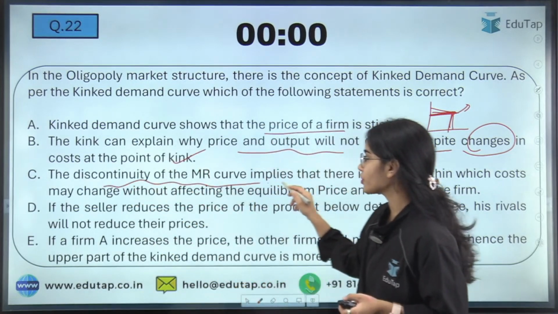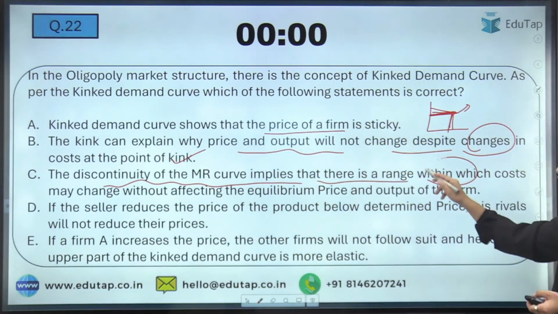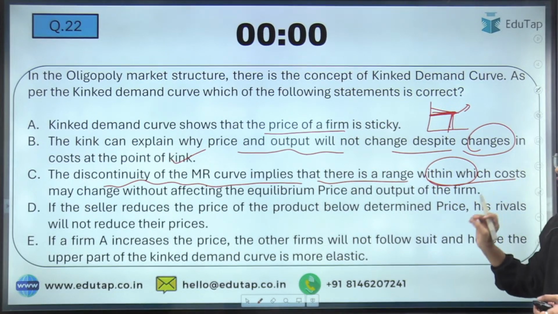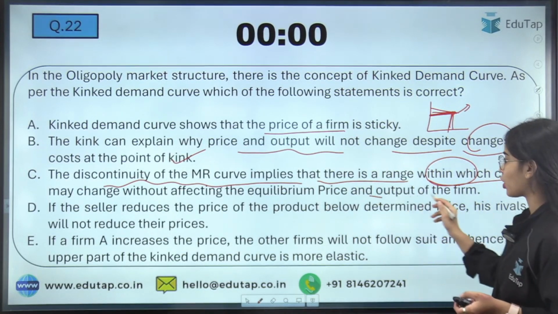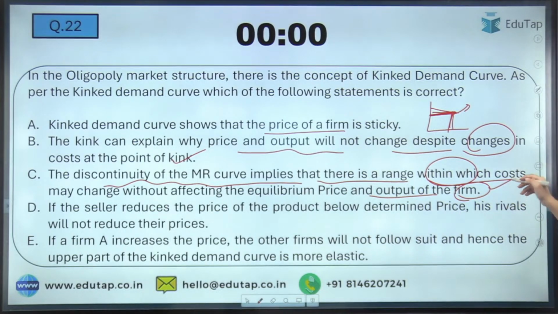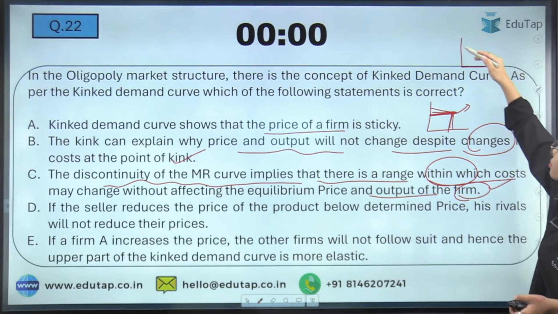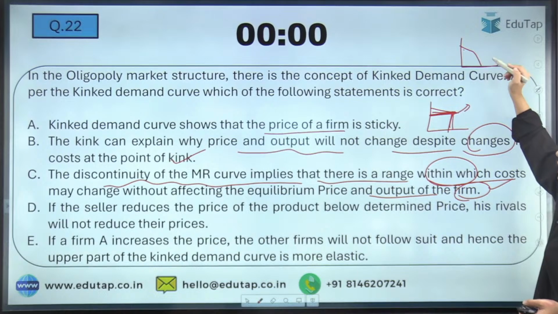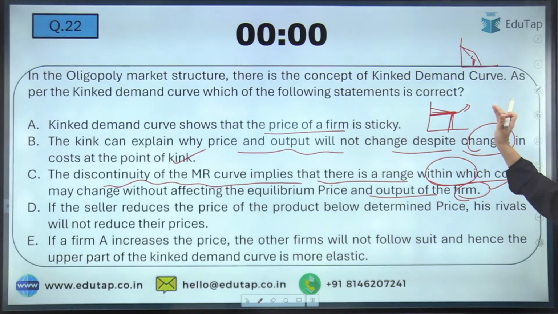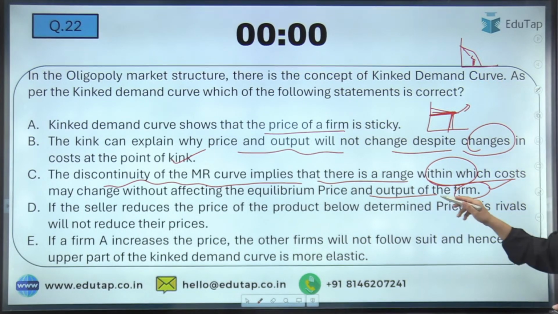The discontinuity of the MR curve implies that there is a range within which the cost may change without affecting the equilibrium price and output of the firm. So this is also correct, because of the kinked demand curve, because of the difference in the elasticities, there are different marginal revenue curves and there is discontinuity in the marginal revenue curve at the kink. So this is also correct.